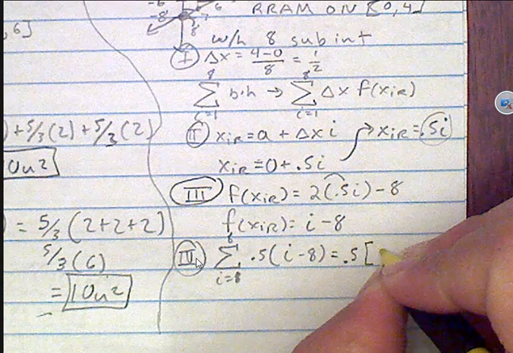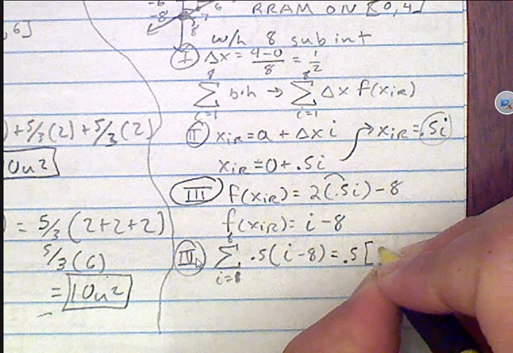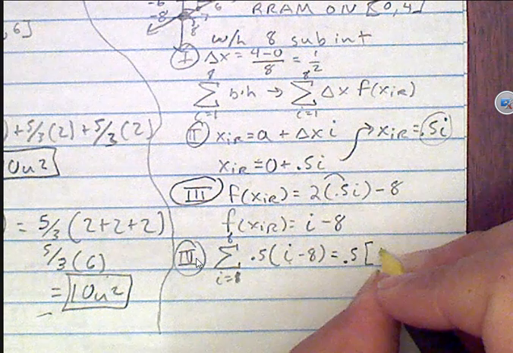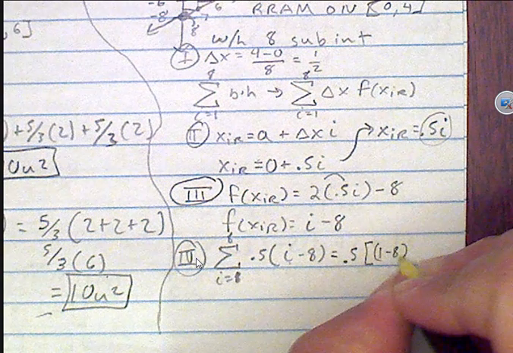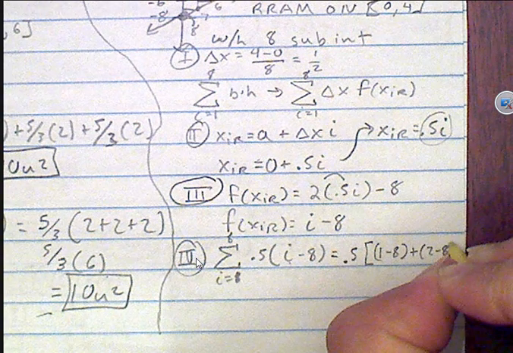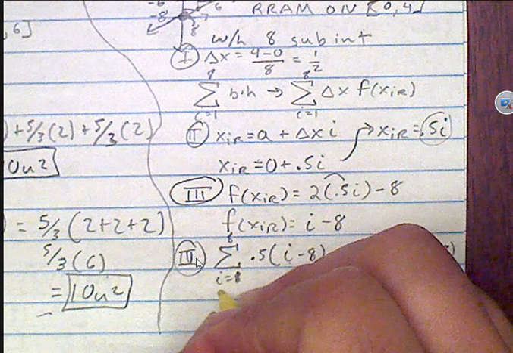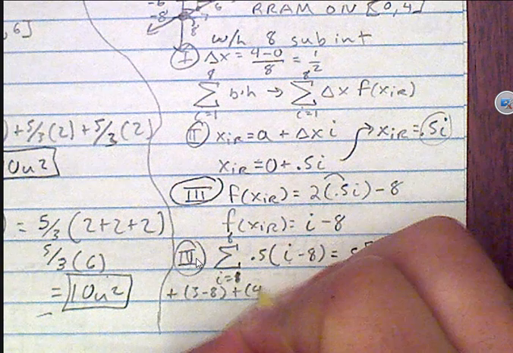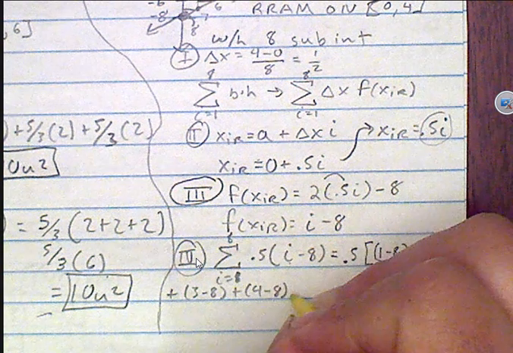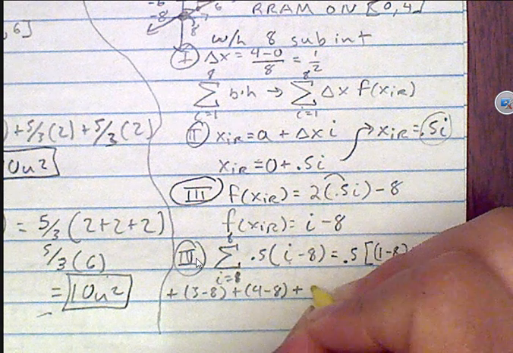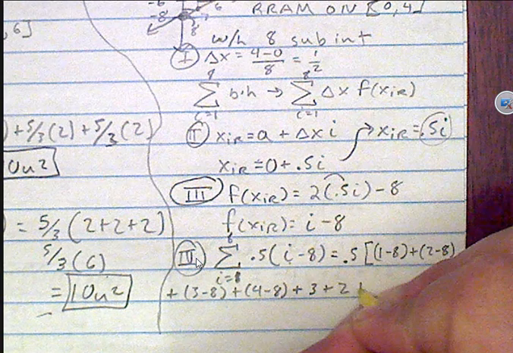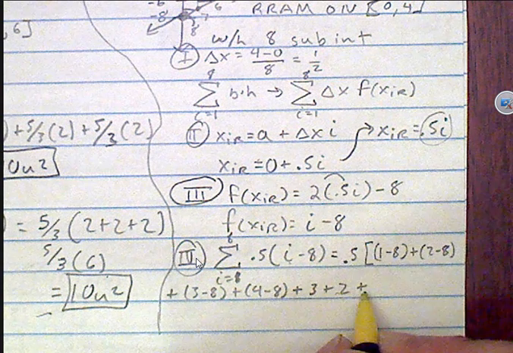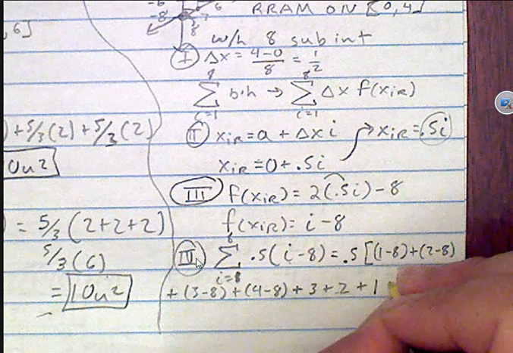times, well, it's just going to be 1 minus 8. Plug in 1 minus 8, plus 2 minus 8, and then plus 3 minus 8, plus 4 minus 8, and I'm just going to continue this way, plus what's 5 minus 8? 3, plus what's 6 minus 8? 2, plus what's 7 minus 8? 1, and 8 minus 8 is 0.